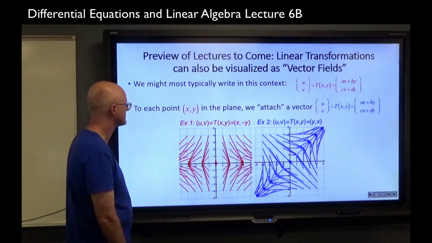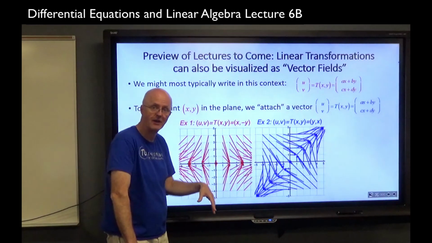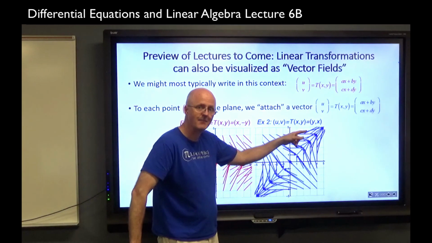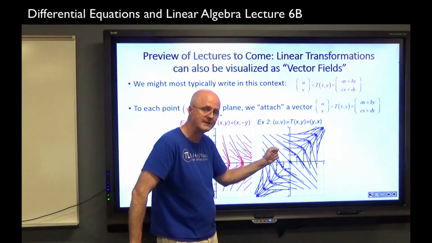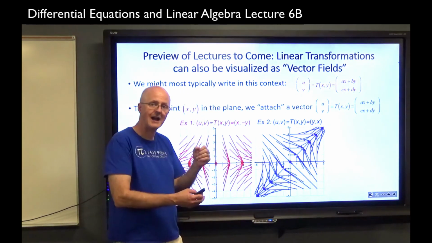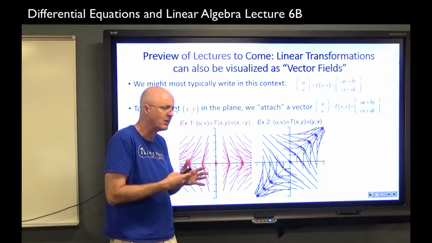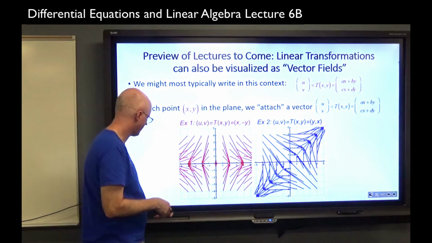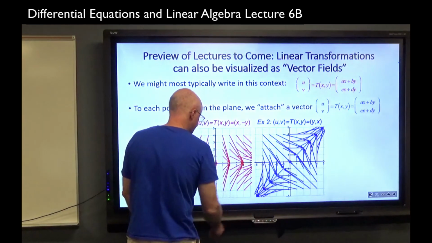Here are a couple examples. This example is the same as the reflection across the horizontal axis example. This example is the same formula as the reflection across the 45-degree line through the origin example. But we're not graphing them as mappings of points, like the butterfly curve set of points. We're graphing them as what are called vector fields. What does that mean?